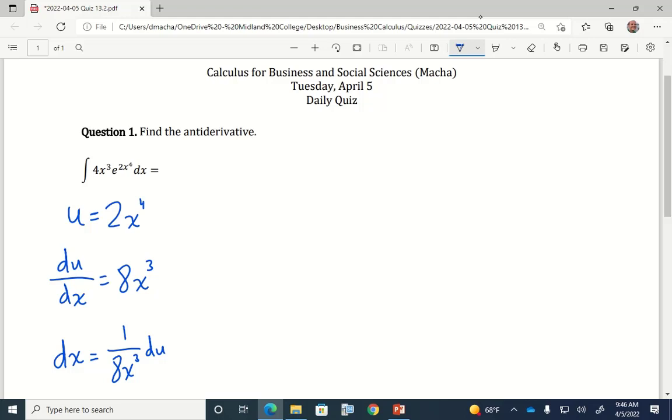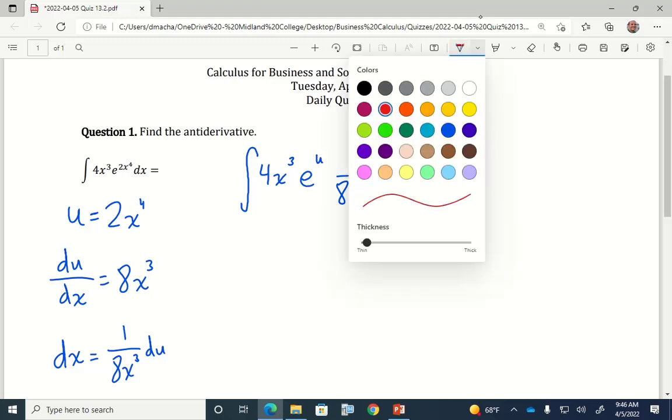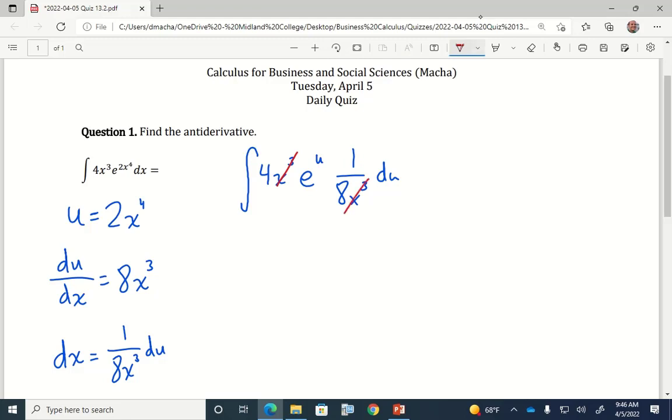So going back to the original, I write 4x cubed times e to the power u, because 2x to the fourth is what I decided u would be. And then instead of writing dx, I'll write 1 over 8x cubed du. So I replaced 2x to the fourth with u, and I replaced dx with 1 over 8x cubed du. So I see this x cubed over here cancels with that x cubed. And 4 divided by 8 is just 1/2.